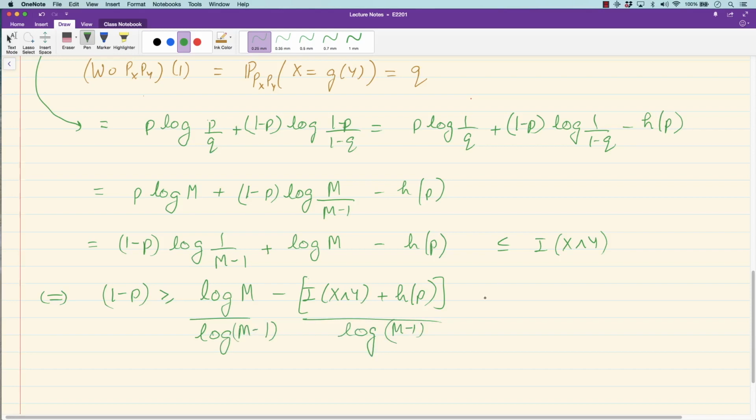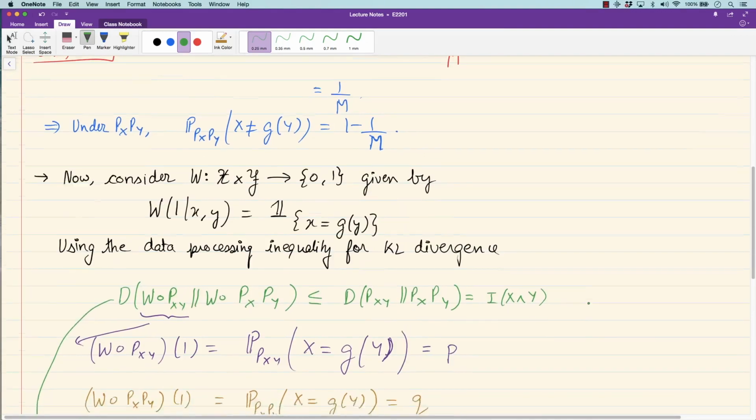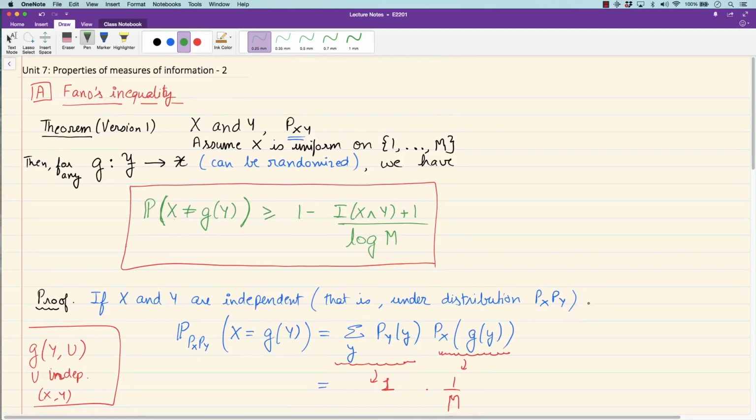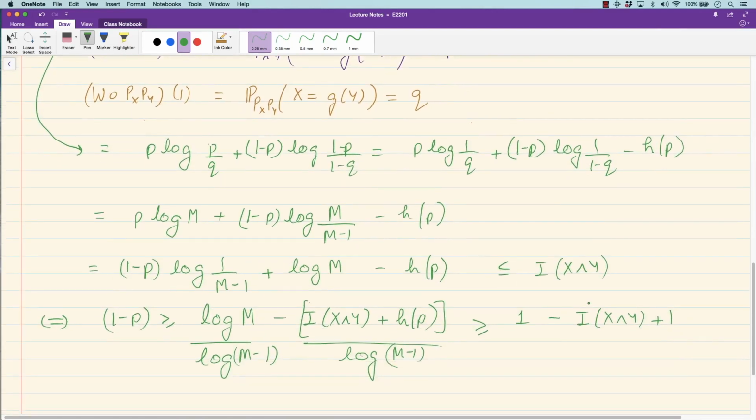All right, so this guy here is greater than 1, log m by log m minus 1, and this hp is less than 1. This is the binary entropy of p. I didn't say that earlier. So this hp here is the binary entropy of p. Right. hp, just to remind you, is p log 1 by p plus 1 minus p log 1 by 1 minus p. So it's the binary entropy for this coin with probability of heads p.